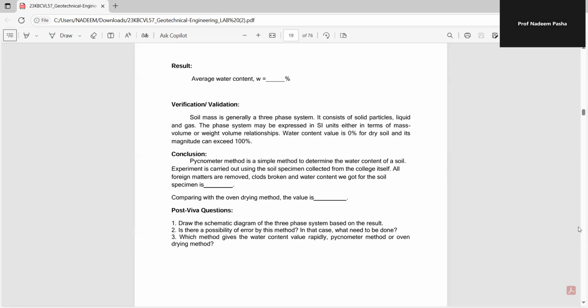So what are the post-lab questions? Draw the schematic diagram of the three-phase system based on the result. Is there any possibility of error by this method? In this case, what needs to be done? So there is a possibility of error. Which method gives the water content value rapidly? Pycnometer method or oven drying method? The pycnometer method gives an early value.